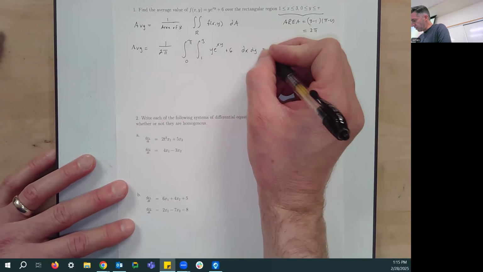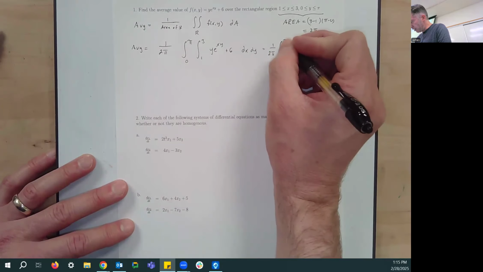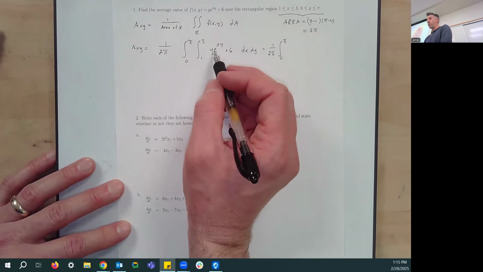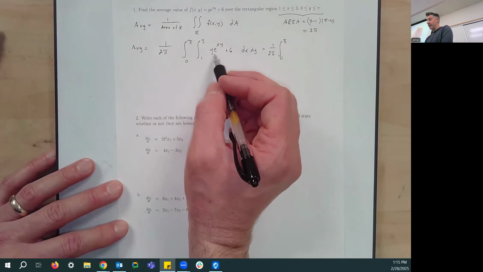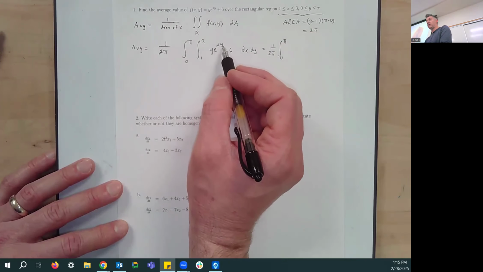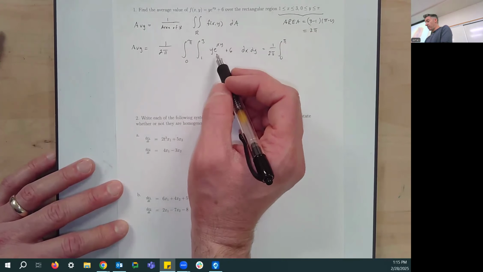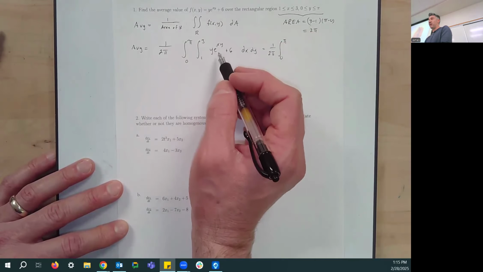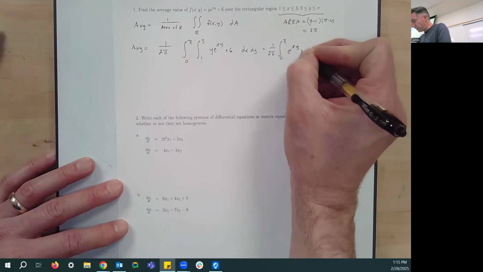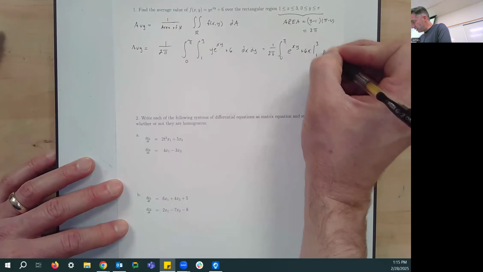Do I have enough room? Maybe. So I get 1 over 2 pi, the integral from 0 to pi stays out here. We're going to integrate y e to the xy plus 6. When we integrate e to the xy, because y is acting like a constant as far as x is concerned, the antiderivative of e to the x times a constant is e to the x times that constant divided by that constant. So when we integrate y e to the xy, we just get e to the xy. So we get e to the xy plus 6x, evaluated from 1 to 3, dy.